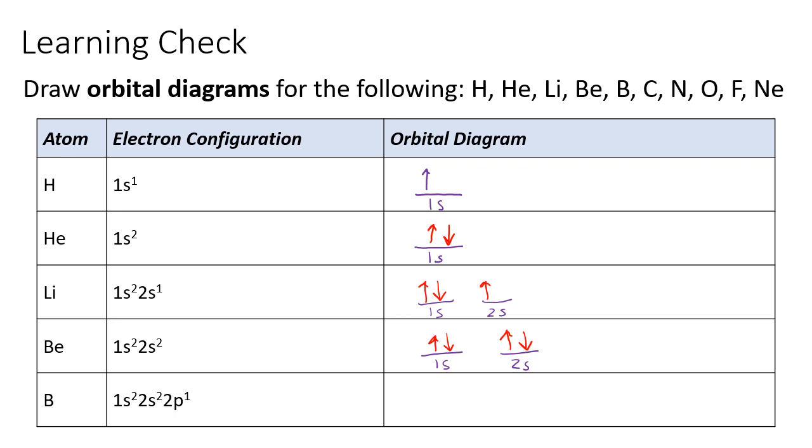So moving to boron, where the configuration is 1s2, 2s2, 2p1, now we're going to have to draw all of our p orbitals as well. So 1s, 2s, and then 1, 2, 3 2p orbitals that are all equal energy. So our 1s, we've got 2 electrons there. We've got 2 electrons in our 2s, and we've got 1 electron in our 2p subshell.